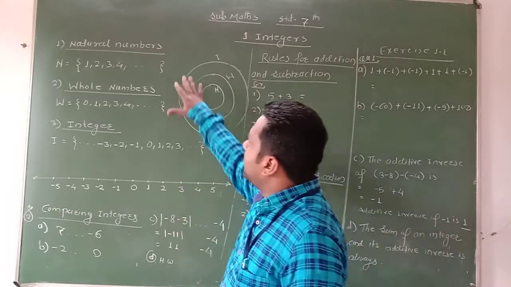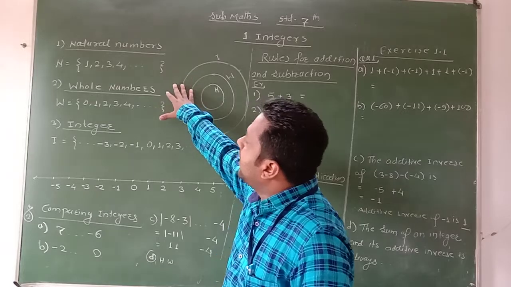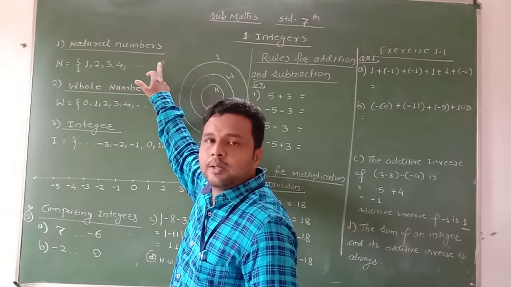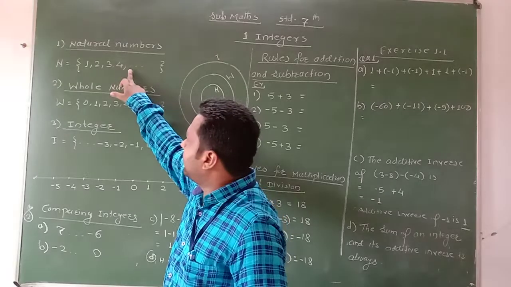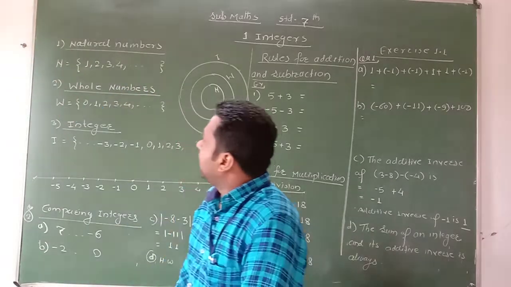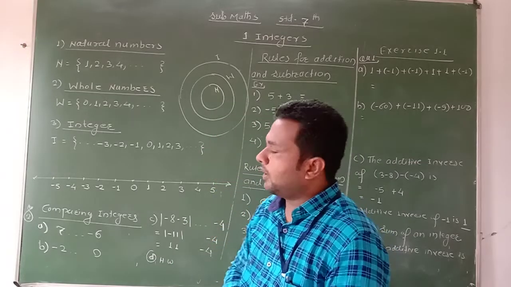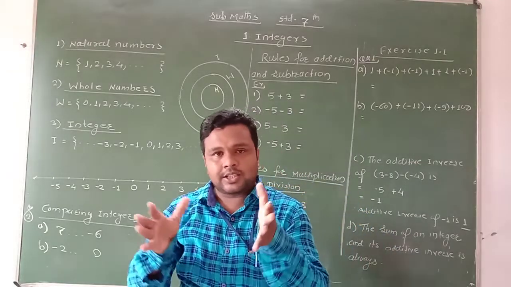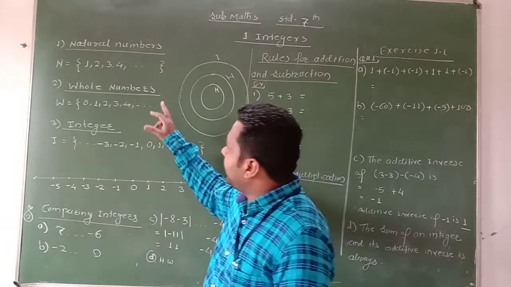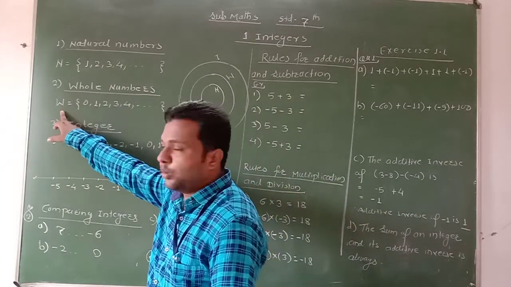First type is natural number. You already know counting numbers 1, 2, 3, 4 and so on. These numbers are called natural numbers and it is represented as N. Okay. Now second type is whole number. Now what is whole number? The natural numbers including 0 are called whole numbers and it is represented as W.